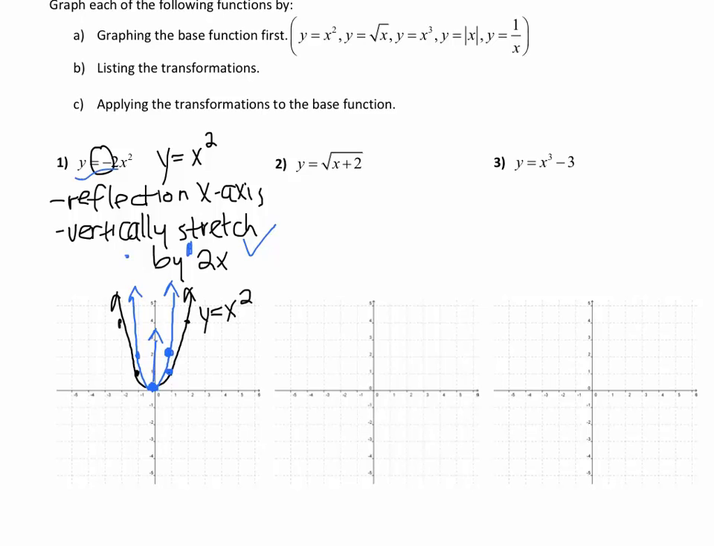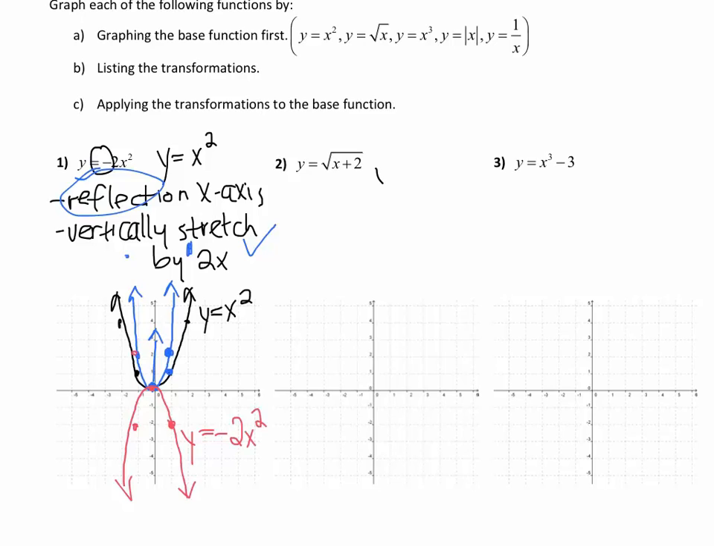Now we need to reflect it. Reflecting it in the x-axis, we're going to just bring everything below the x-axis. So this point at negative 1 and 2 is going to be now negative 1, negative 2. Our final graph then would look like this. So this is our y equals negative 2x squared.